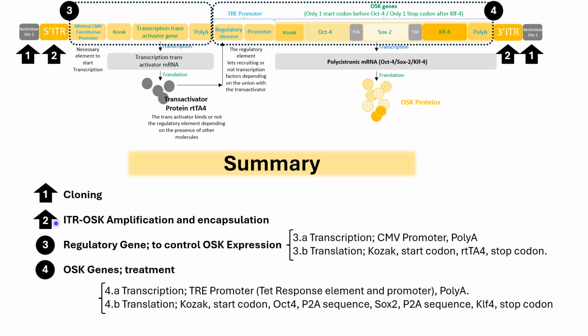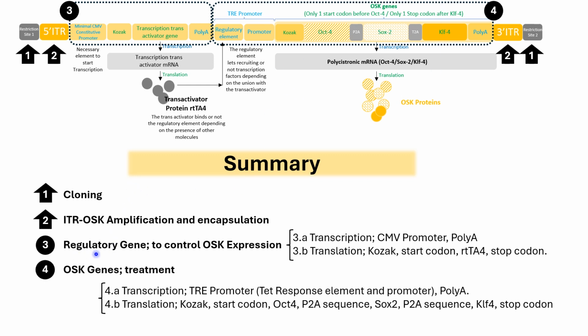Then we have the ITR sequences, one in the 5' and one in the 3'. These sequences are necessary for making many copies and for encapsulating this DNA inside the adeno-associated virus. Afterwards, we have the first cassette of genes controlling the second cassette of genes.